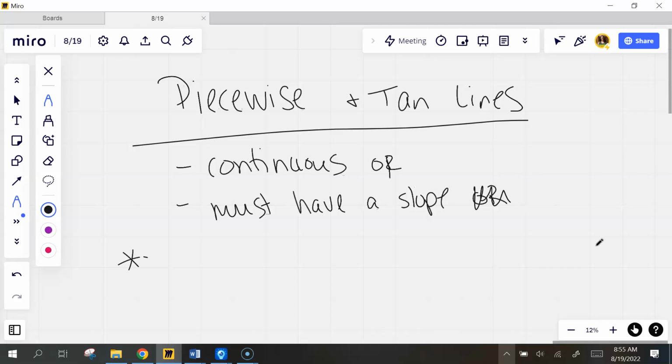But what must always happen is that the left-hand limit must equal the right limit. If it doesn't, you're not going to have a point of tangency, or you're not going to have a tan line. Okay, let me show you what I'm talking about. I think this is number 16. Let's go right down. Yeah.